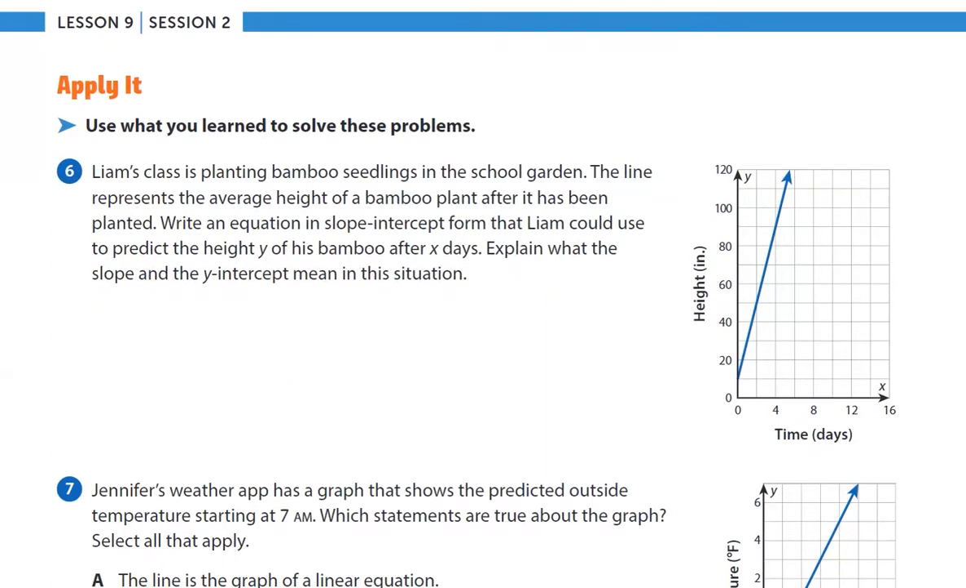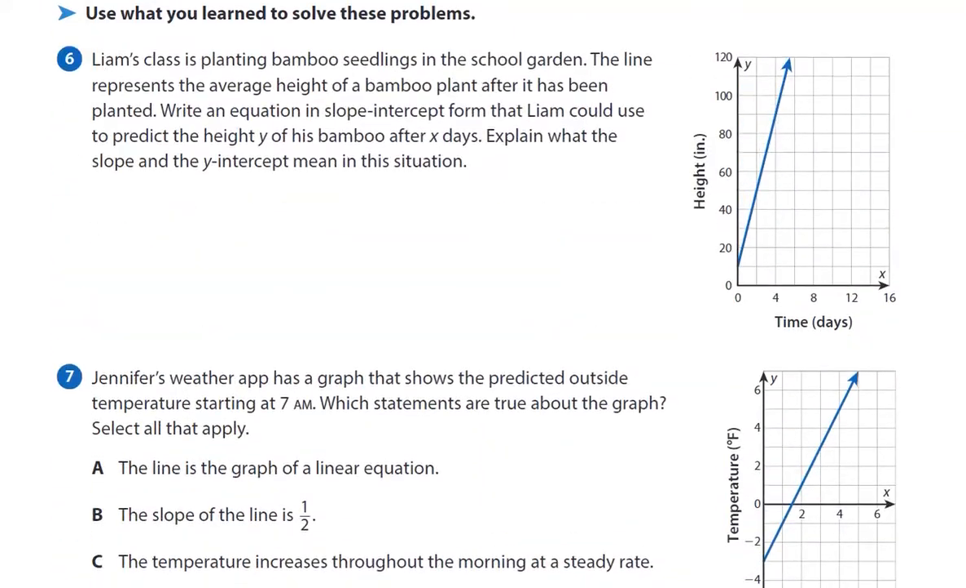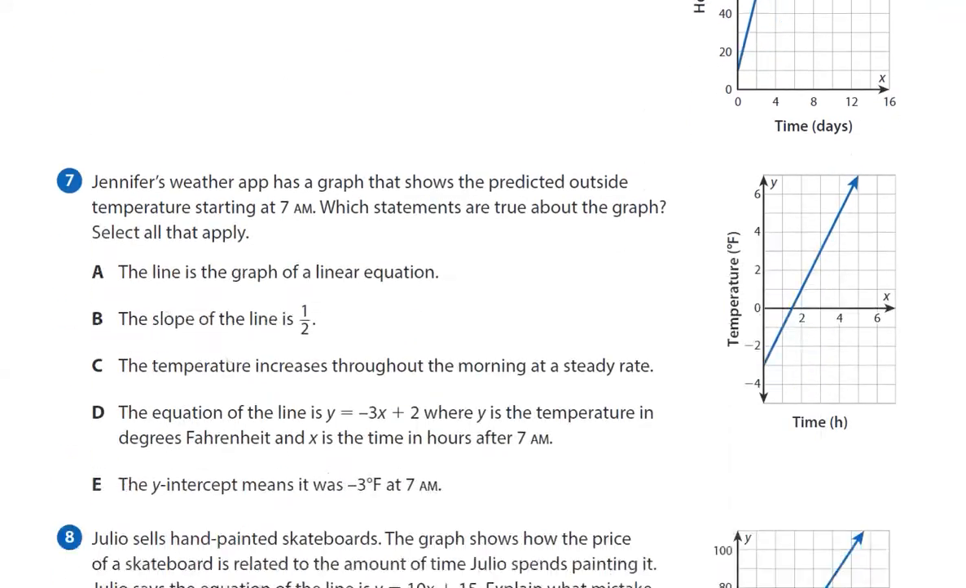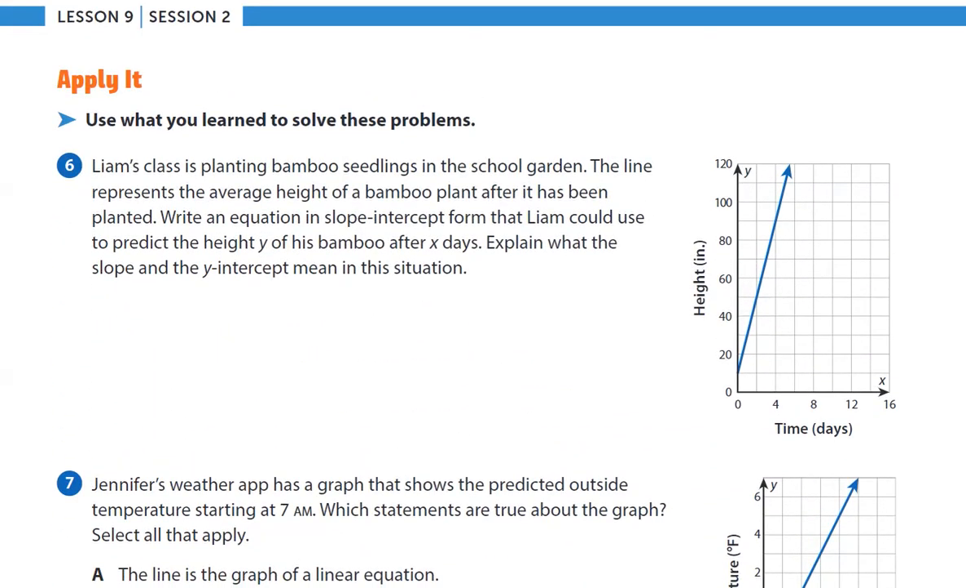Okay, let's do some practice together. This is page 206. We're going to do 3 practice problems. All of them have graphs already there. That's nice. Number 6, Liam's class is planting bamboo seedlings in the school garden. The line represents the average height of a bamboo plant after it has been planted. Write an equation in slope-intercept form.